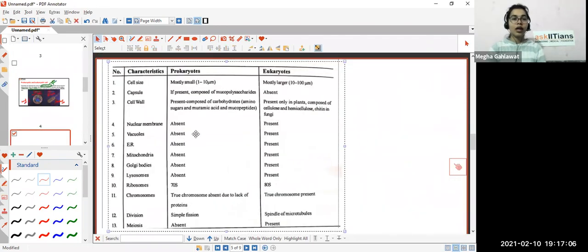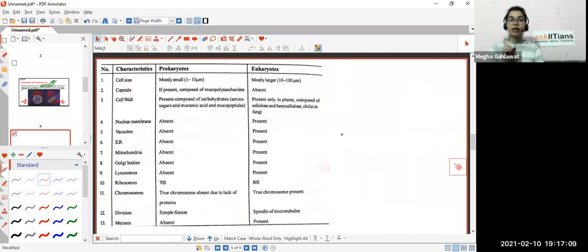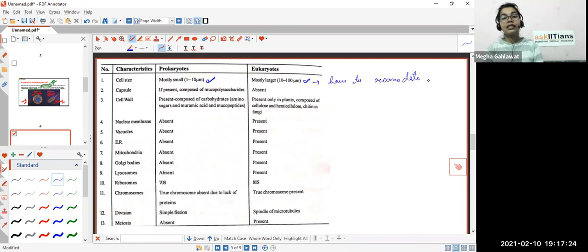Now moving forward, the important thing you see right here in the prokaryotes and the eukaryotes, as I told you, is that prokaryotes are mostly smaller and eukaryotes are mostly larger. Why? Because they have to accommodate different cell organelles. What are cell organelles? Cell organelles are the parts of cells which help in survival. For example, the endoplasmic reticulum, Golgi apparatus, lysosome, ribosome, etc. Right? Apart from that, capsule.